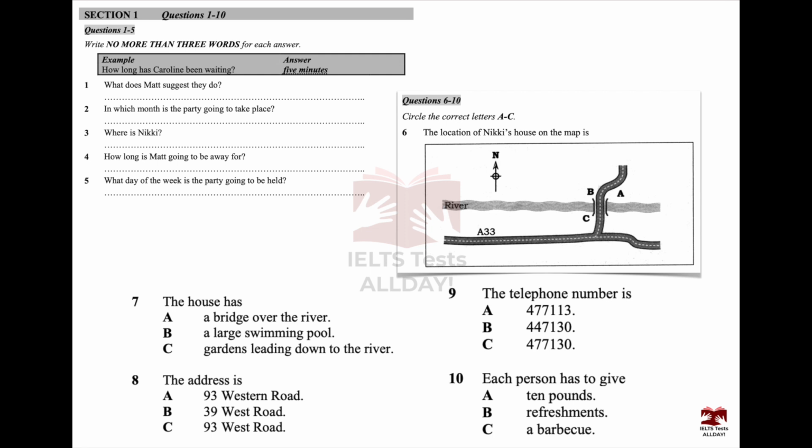Before the conversation continues, look at questions 6 to 10. As you listen to the second part of the conversation, answer questions 6 to 10. For these questions, there are 3 alternatives, A, B, and C. Decide which alternative is the most suitable answer and circle the correct letter.